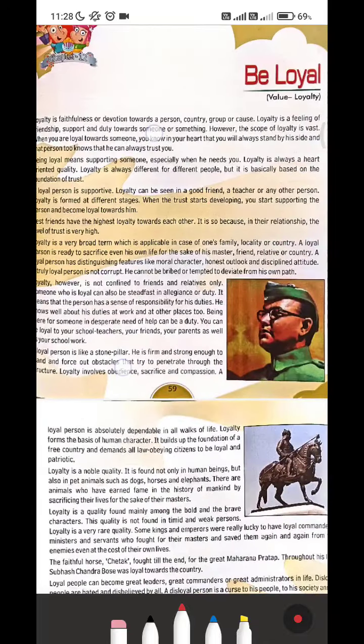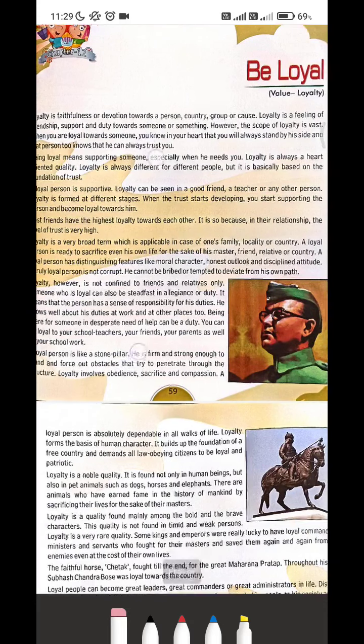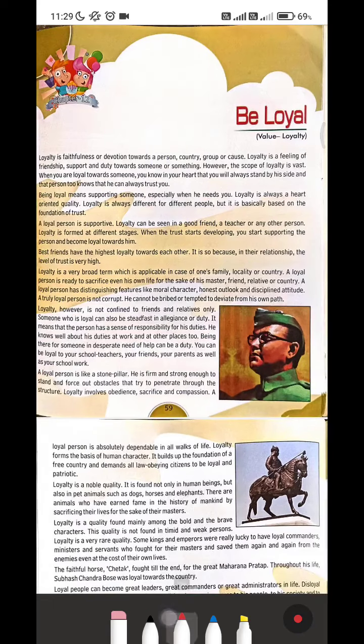So let me zoom it to a reasonable extent. Where's the eraser? Yeah, got this. Let's start.